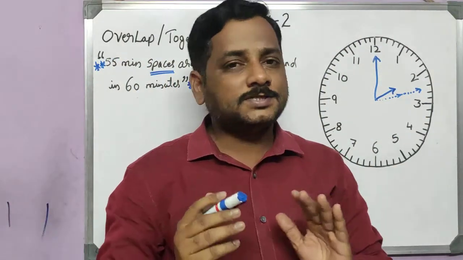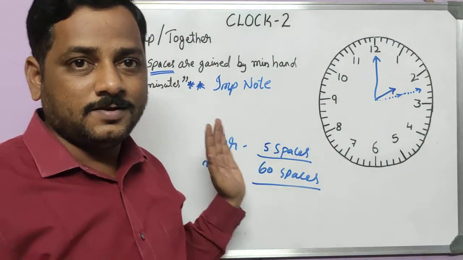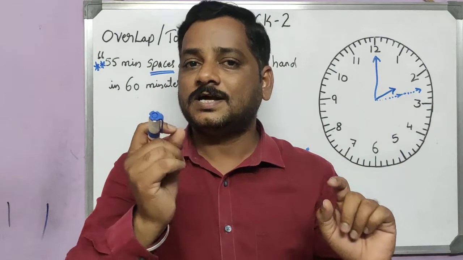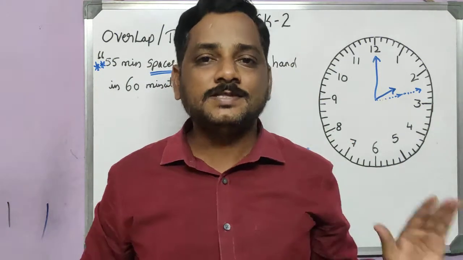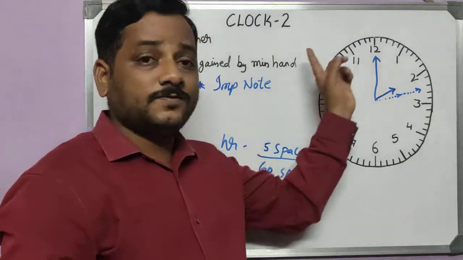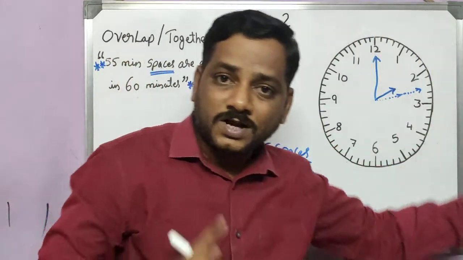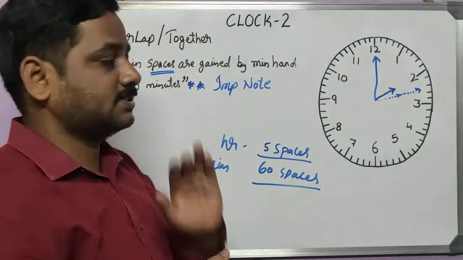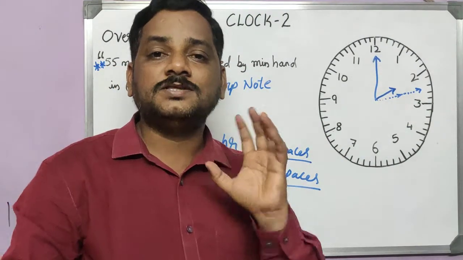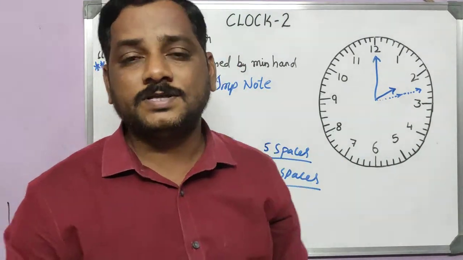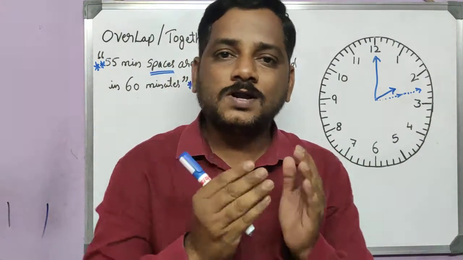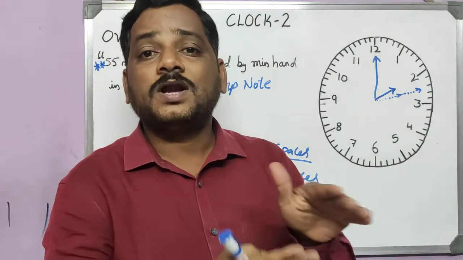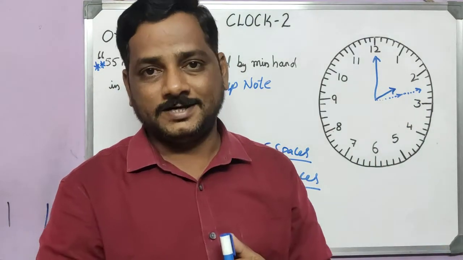Right. I hope this statement is clear for you now. If not, you can just watch it from the beginning. I have given an example of coins that is going to help you understand it easily. Okay. So when the minute hand covers 1 hour, the minute hand will have a gain of 55 minute spaces. Now using this note, we can solve the problems and identify exactly at what time we are going to get the overlapping of an hour hand and a minute hand.